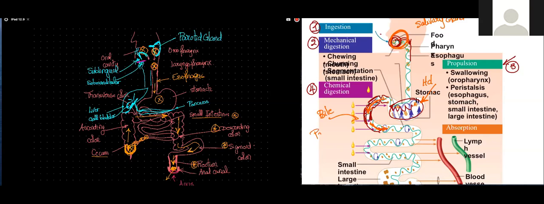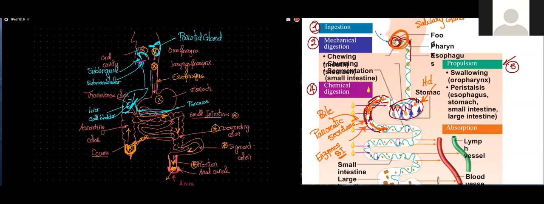under the effect of the pancreatic secretions, and under the effect of the enzymes released from the small intestine itself. We call them the brush border enzymes. So here in the small intestine, we're gonna be finalizing the chemical digestion.